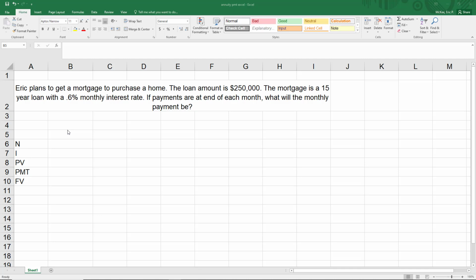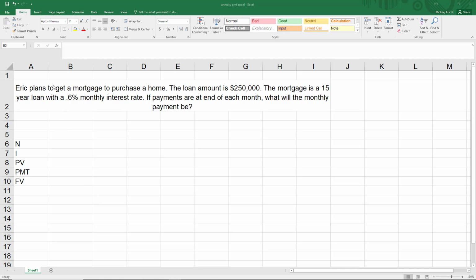In this video, we will learn how to use the payment function in Excel to find the payment of an ordinary annuity. In any intro finance class, you will have a unit on annuities, and we professors will always have questions where we give you 4 of the annuity's characteristics and ask you to find the missing 5th one. If you want to ace those questions, this video is for you.